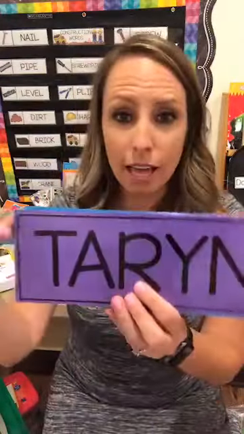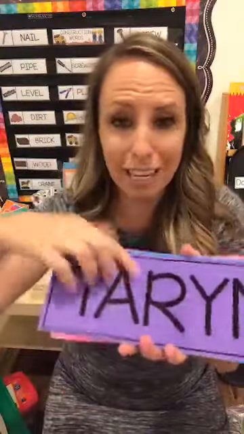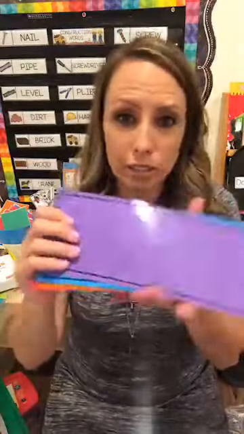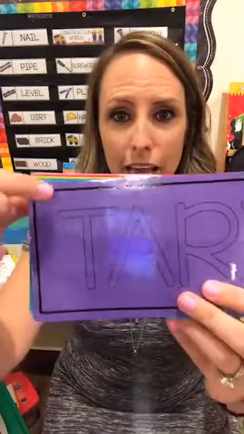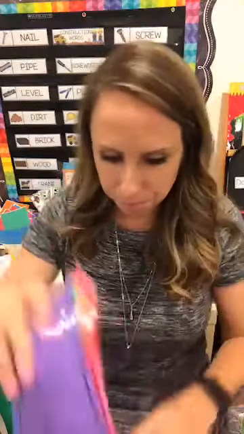I make one set, and again, color coded, so that's why they're rainbow. And it just has the black thick line. And then I have another set that has that bubble, which would be great for tracing.